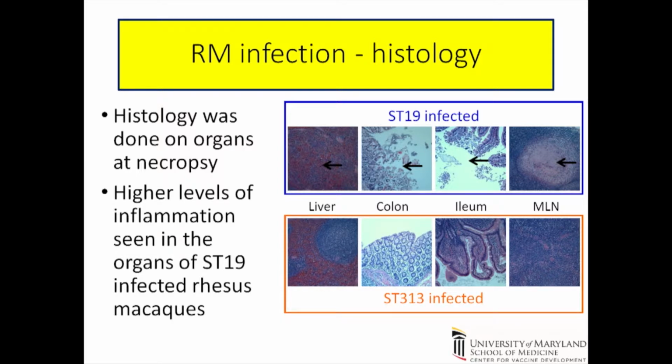Here you can see that ST19 infected rhesus macaques showed significantly higher levels of inflammation in these organs compared to ST313 infected rhesus macaques, which showed basically normal tissue.